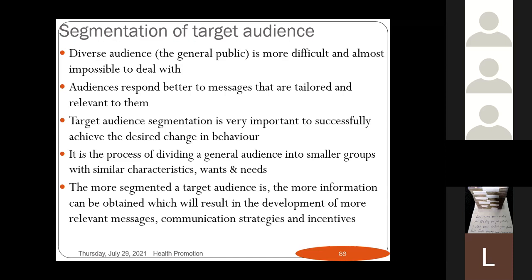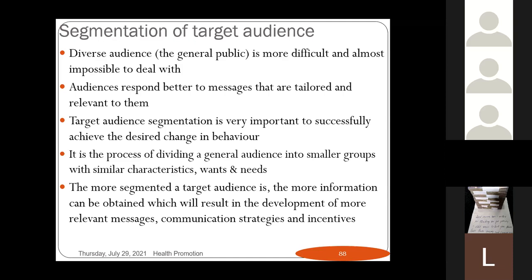So when an area or a group of people within the general population that you have selected to be the target of or to be the recipient for that particular message, then we can say you are doing segmentation of target audience. So we say an audience respond better to messages that are tailored and relevant to them. So when you put all women together and you are providing education on teenage pregnancy, all of them will not benefit. People will go away. Because teenage pregnancy is meant for only a segment of that population. That is teenage girls.